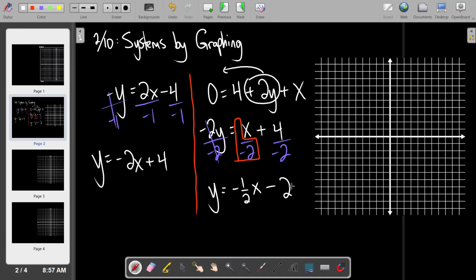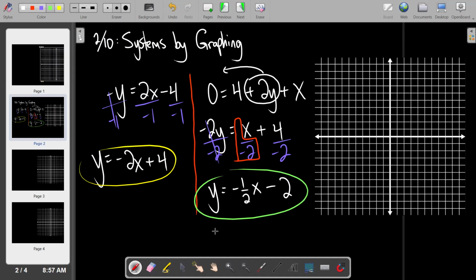Good. So what we have now is two equations that are ready to graph. I shall call them Mr. Yellow and Mr. Green. And let's start with Mr. Yellow. How do I begin my graph with Mr. Yellow? Go up 1, 2, 3, 4. And what's his slope?